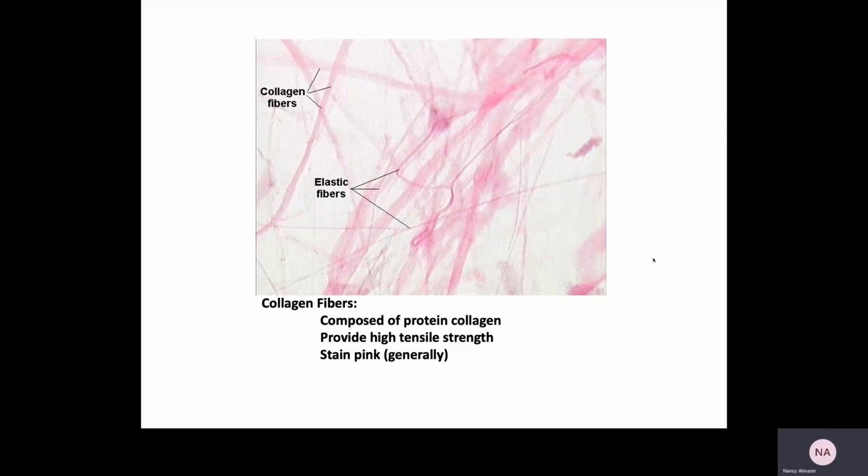Now, don't panic. We will not put images on an assessment and say, identify this type of fiber, but you should know that collagen is going to have a very, very high tensile strength.